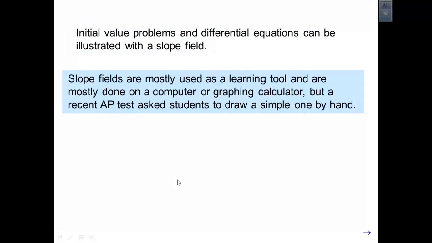All right, slope fields are mostly used as a learning tool and are mostly done on a computer or graphing calculator, but they have actually started putting them on AP exams and asking you to find a simple one. Usually it's going to be 9 or so points, and you just evaluate what the slope is at each one of those points. It's not very difficult.